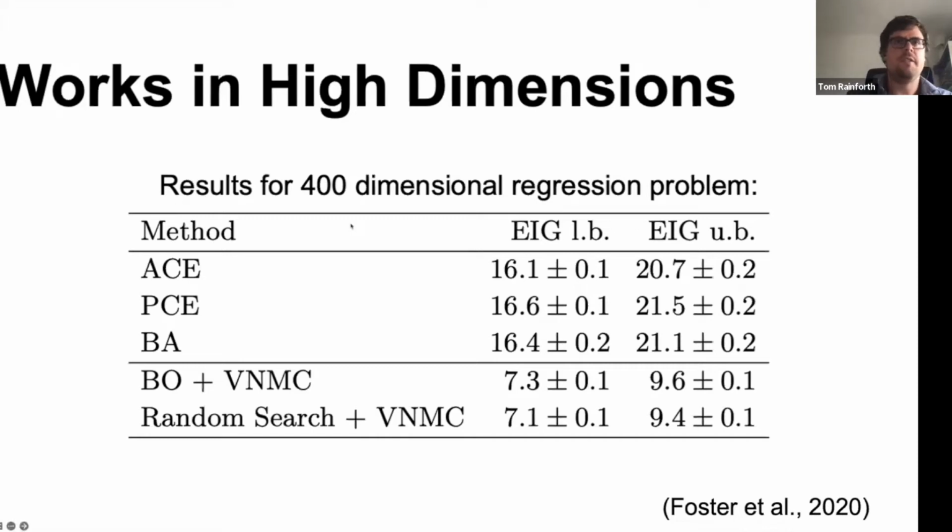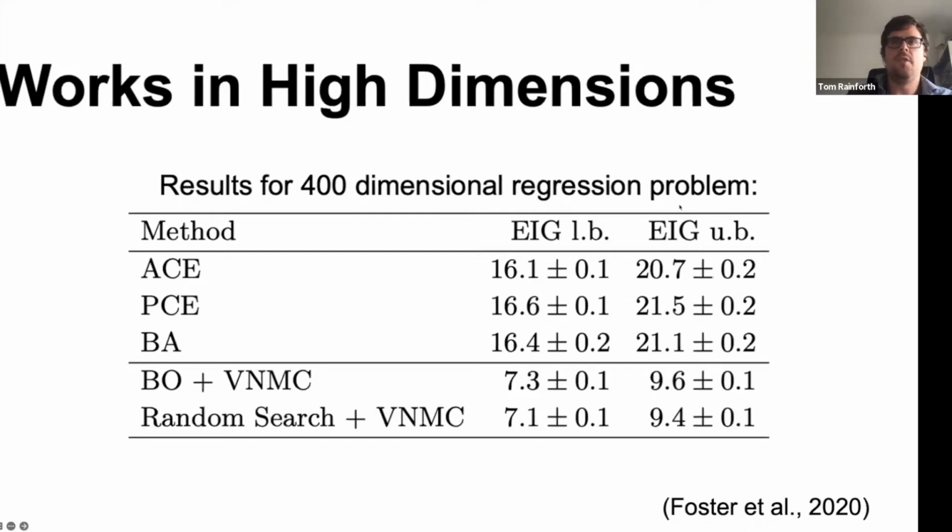So these results here are just from a relatively simple regression problem that had 400 dimensions. And these top 3 methods are all variational methods that make use of slightly different bounds. This ACE bound is a kind of contrastive loss. The PAC is another contrastive loss. And this Barber-Agakov bound is one of the ones we've directly looked at.